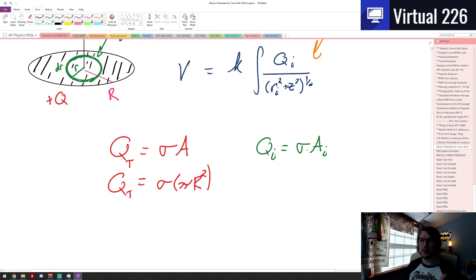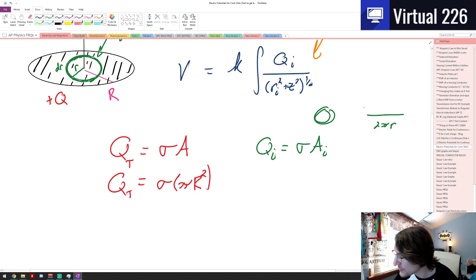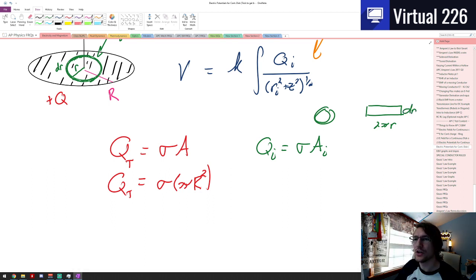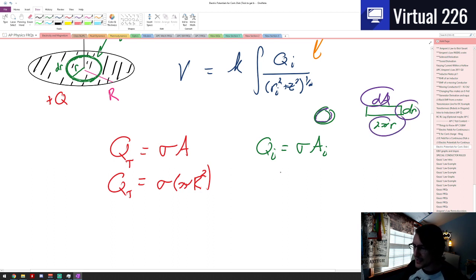And you know what the area of an individual ring is. In our prior video, when we were looking at the charged disks, we saw that this is like a circle that we rolled out flat. So that's 2 pi r right there. That's the circumference of the circle, just unrolled. That's the length. And this circle, if it has some thickness to it, that thickness is infinitesimal. That's some dr right there. So we know that this ring has some area, dA, which is equivalent to 2 pi r dr. So we can say that Qi here is going to be equal to sigma times 2 pi r dr.